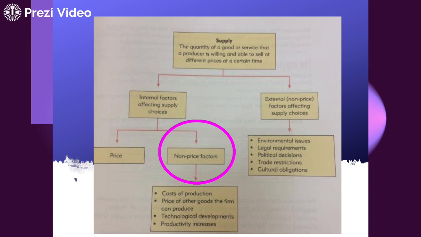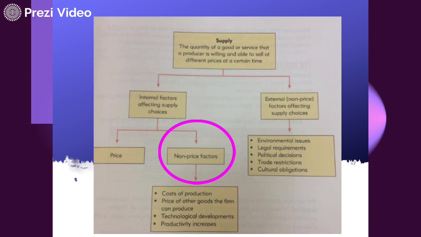So let's say I was a farmer and I was producing strawberries and raspberries. Technological developments and productivity increases. On the right hand side, you'll see external non-price factors, and those are environmental, legal, political, trade and cultural. So the next two questions of your exam will include both of those. So you'll probably have a question on internal and a question on external, I'm just assuming.